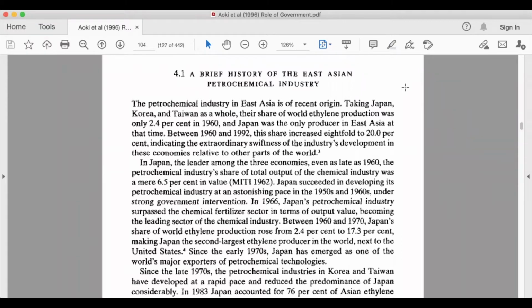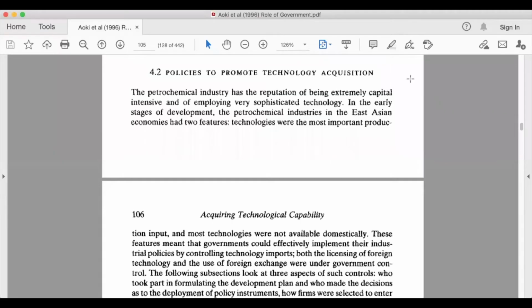Taking Japan, Korea, and Taiwan as a whole, their share of world ethylene production was only 2.4% in 1960, and Japan was the only producer in East Asia at the time. Between 1960 and 1992, this share increased eightfold to 20%, indicating the extraordinary swiftness of the industry's development in these economies relative to other parts of the world. The authors go on to then describe the individual countries that they're talking about, and all of these developments are equally impressive during this time period.